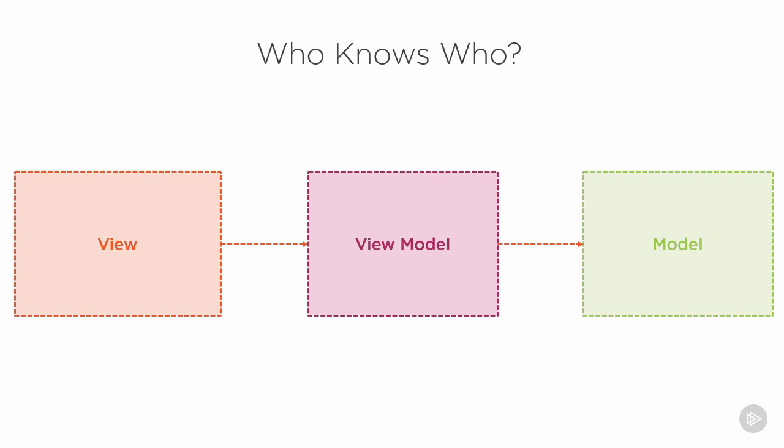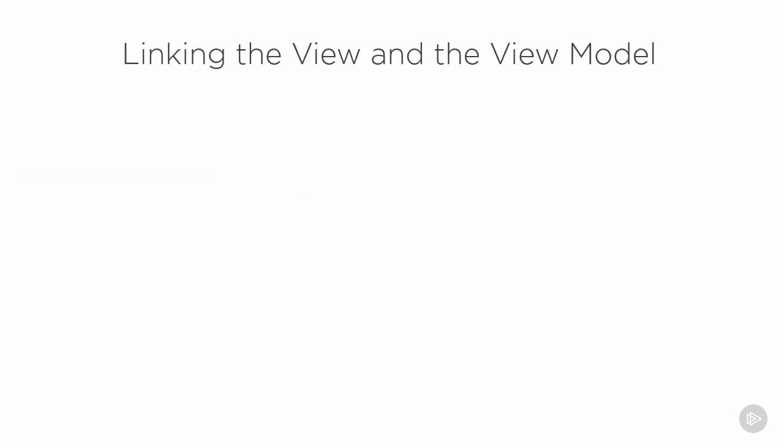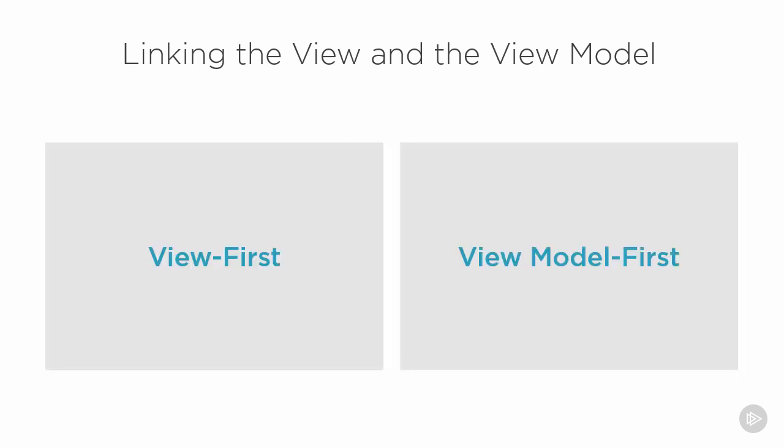We've already seen that the view will use data binding to bind onto the view model. But how does it know which view model to bind to? Well, when using MVVM, there are in fact two approaches to this problem. We can create the link between the view and the view model using a view-first approach or a view model-first approach. In Xamarin Forms, the view-first approach is typically used.